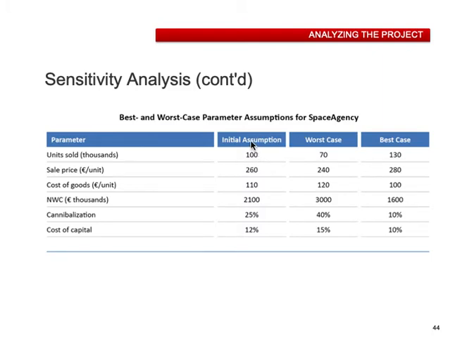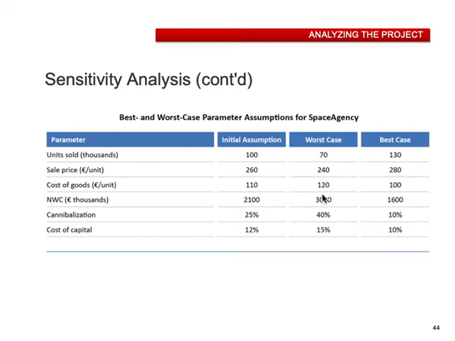You recognize the initial assumptions. For example, in the base case, we have assumed that we're going to sell 100,000 units. The sale price was 260. The cost of goods sold was 110. We had some working capital investment and cannibalization, and we have used a cost of capital of 12%.